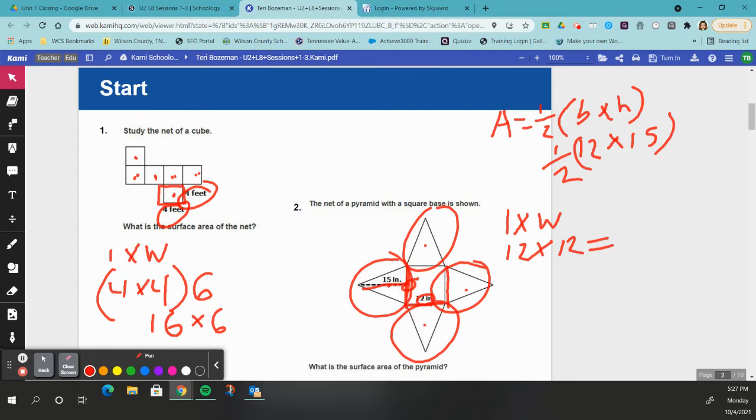Again, once you get that answer, make sure that you multiply it times 4. So we're going to figure out whatever that area is, 12 times 15, and then divide that by 2. Get that answer and then multiply it times 4. Once you have done that, you're going to add it together. You're going to add the area of all those triangles plus the area of the square. And that will give you your surface area for that square pyramid.